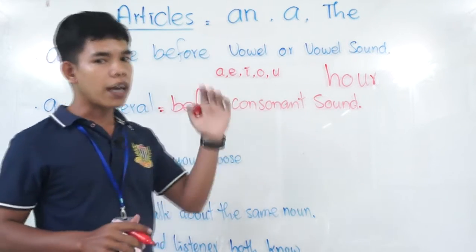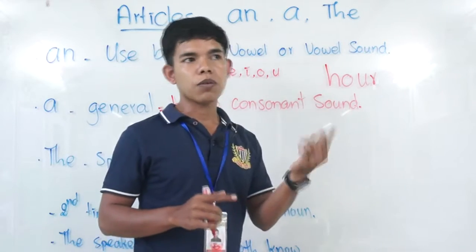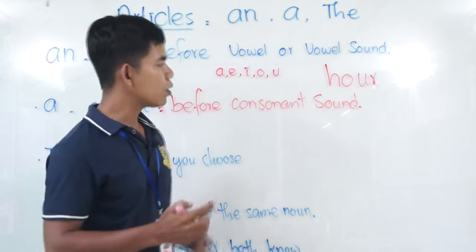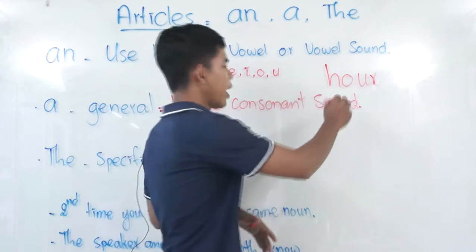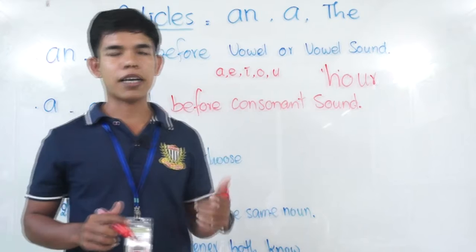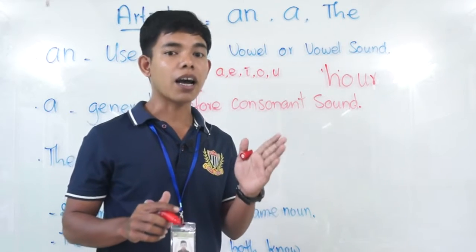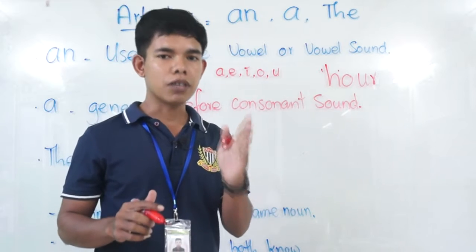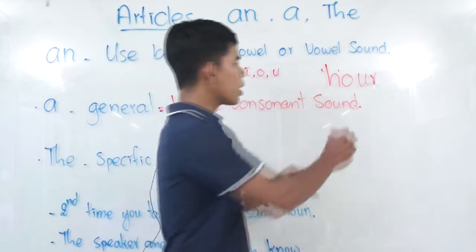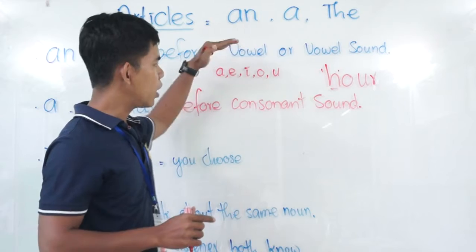So when we use an, remember that it is used before a vowel or a vowel sound. We still have vowel and vowel sound, so that makes it a little bit complex. For the word hour, we don't have the sound of H. We have no sound there. For example, I spend an hour today to learn or to practice my English speaking. It means that you spend 1 hour. The H here has no sound.